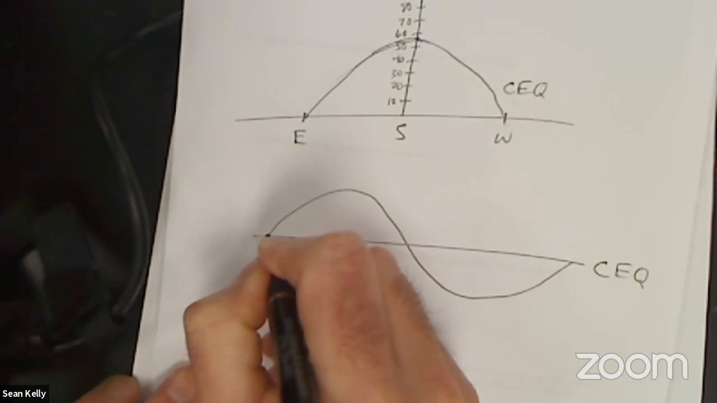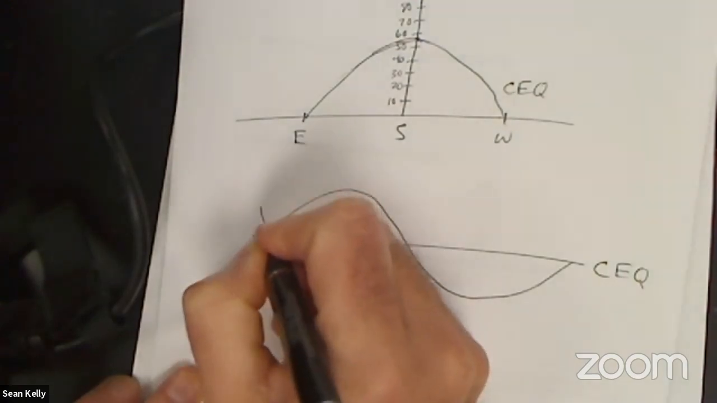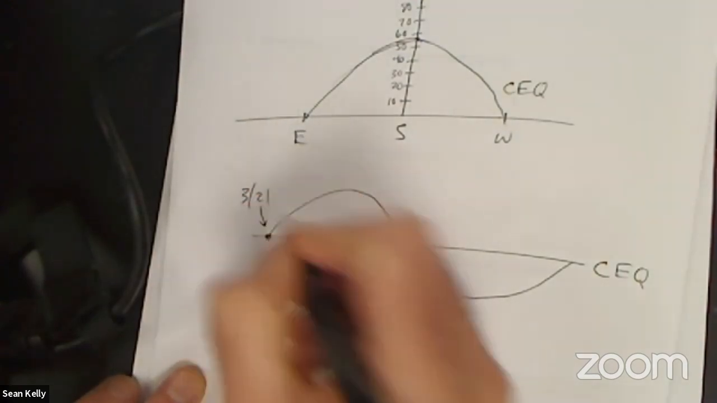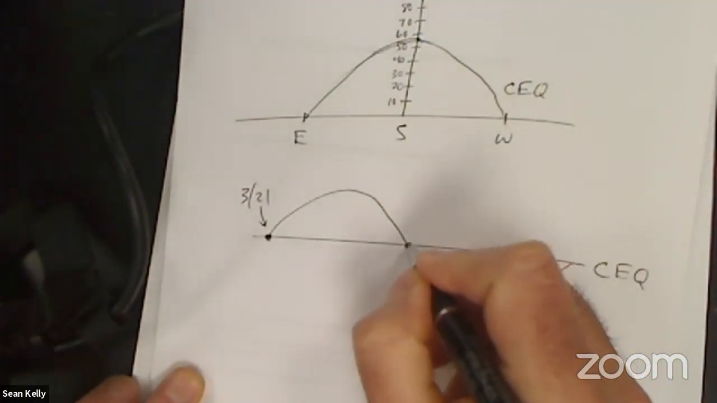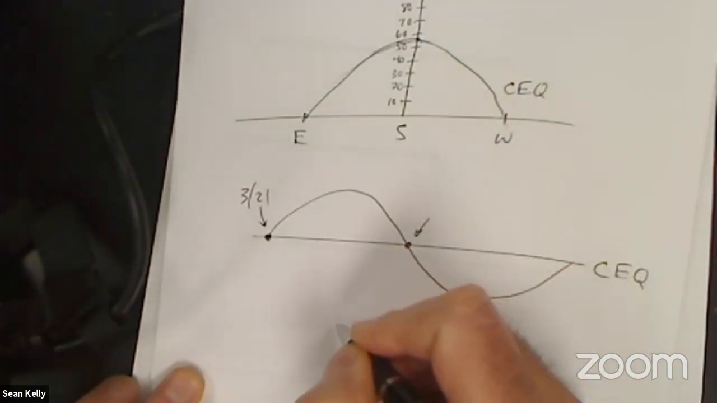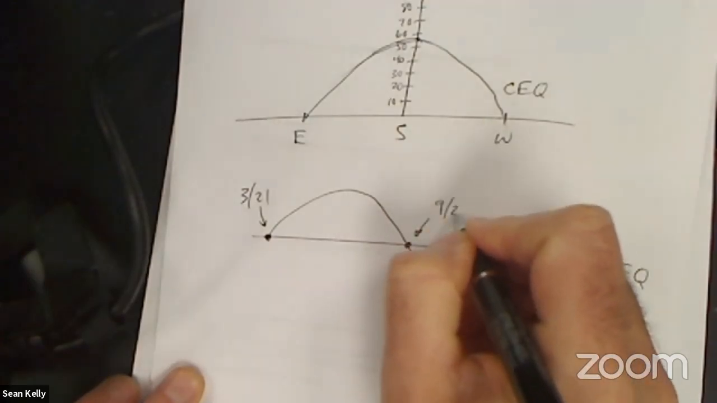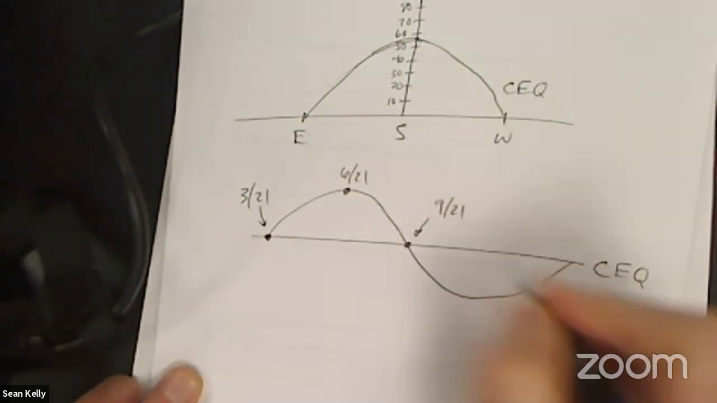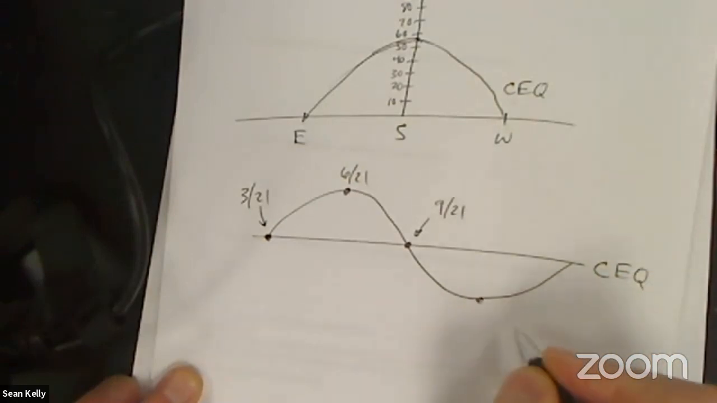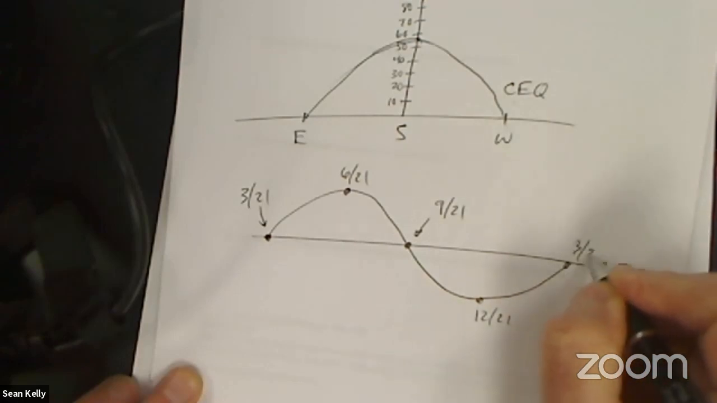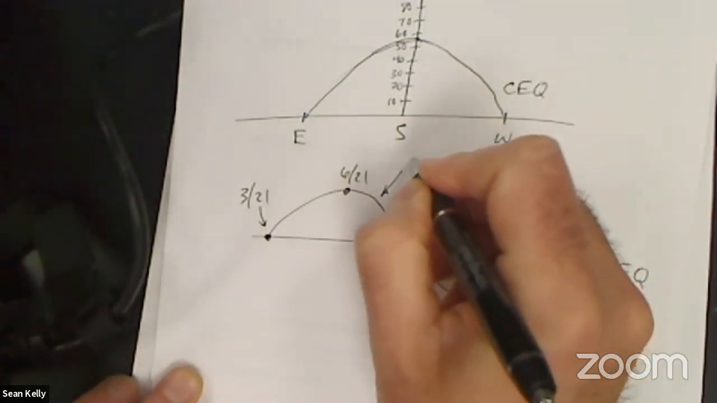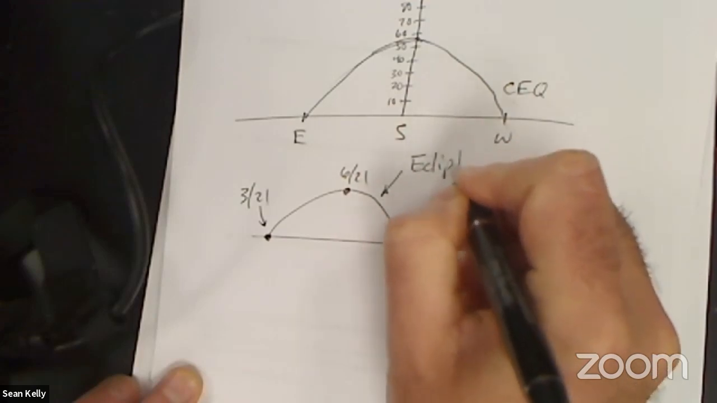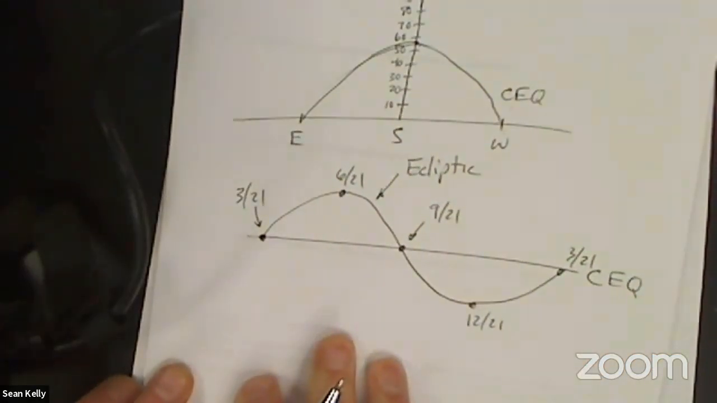And so what date does it cross the celestial equator right here? 3/21. What day does it come back to the celestial equator? 9/21, right? What day is it highest above the celestial equator? 6/21. What day is it lowest below the equator? 12/21, and we're back to 3/21. So this path that I'm drawing is also called the ecliptic. Does that make sense to you?